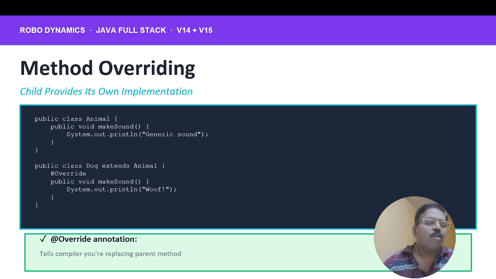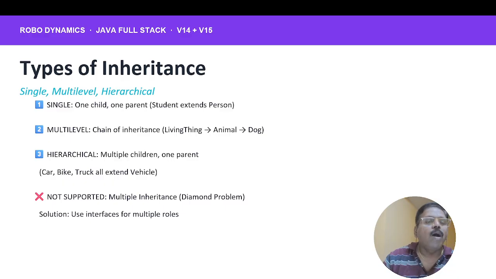What is method overriding? We'll get into this particular concept pretty soon. Now, how many different types of inheritance are there? You have single inheritance. So if you have only student class extending from person or employee class extending from person, the level of inheritance is single, one parent, one child.